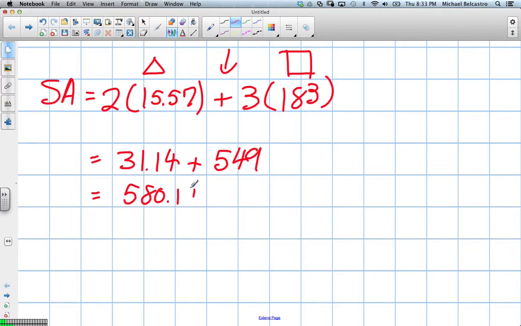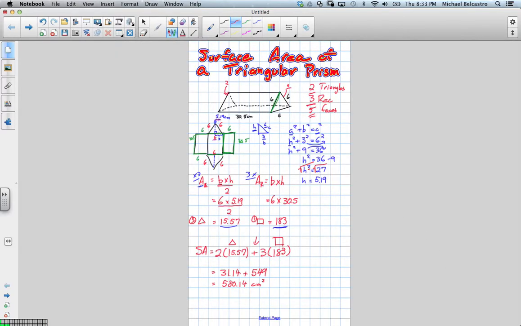And this was all in centimeters, and because it's area, it's centimeters squared. Yeah, volume would be cubed. Okay. So it's a tough process for surface area of a triangular prism, especially if they haven't given us the height of a triangle. There's quite a bit of stuff to figure out.